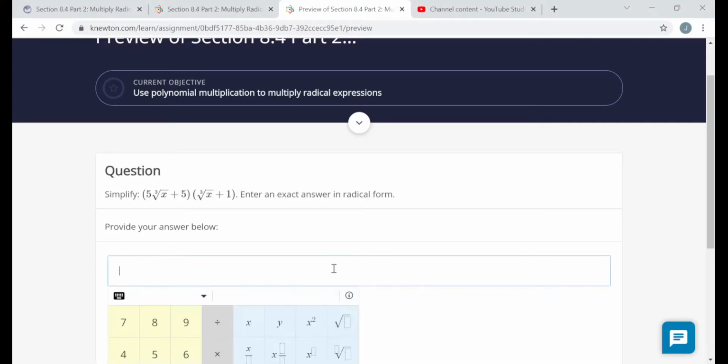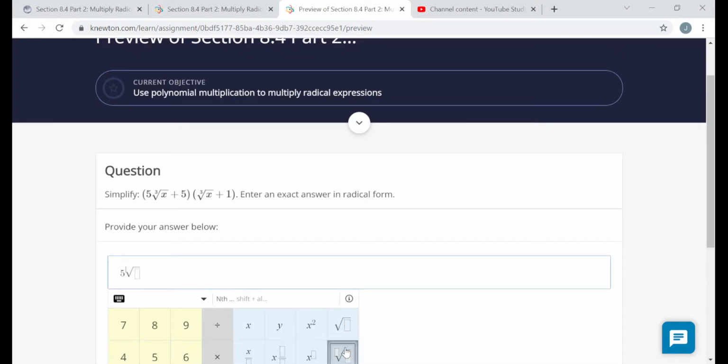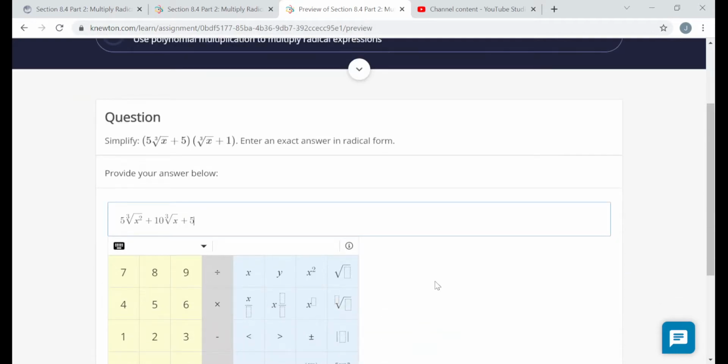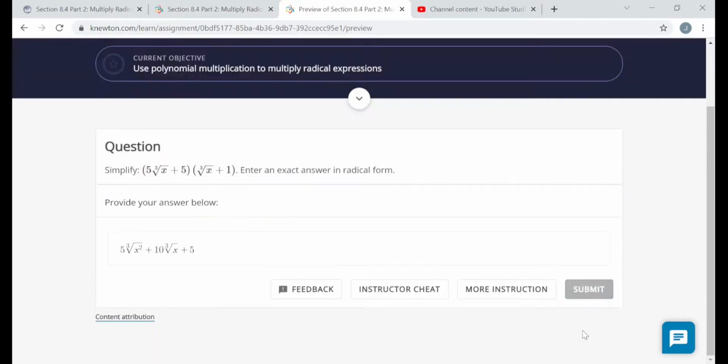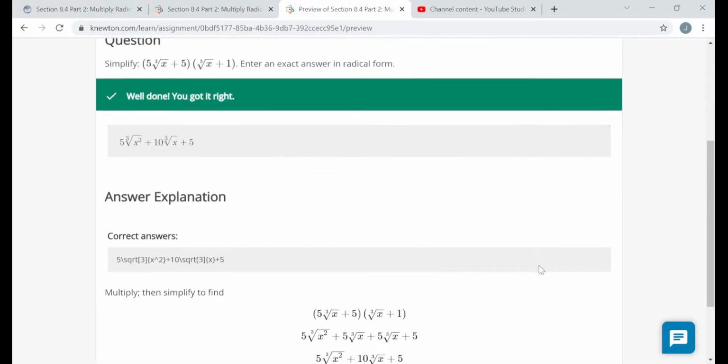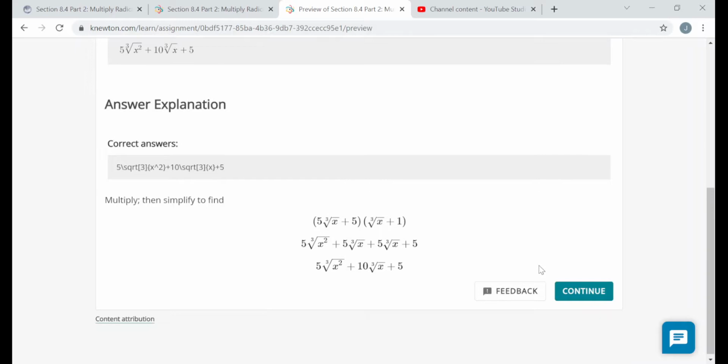Alright, so that's what I'm going to enter. First term was 5 times the cube root of x squared. And then we had, after that, plus 10 times the cube root of x. Move the arrow over, and then after that, plus 5. Alright, that was as simple as that would get. Okay, and please read through your answer explanations. Next question.